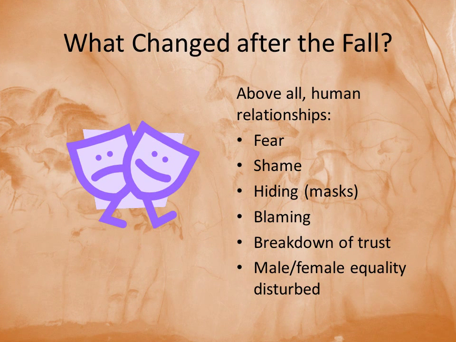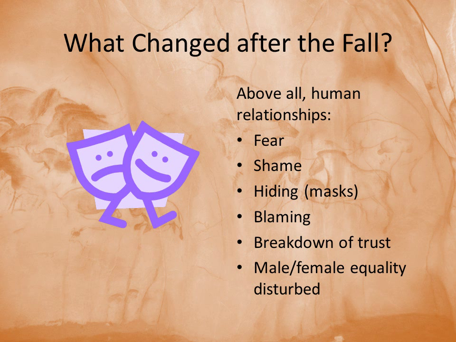The text does, of course, refer to certain important changes. Agriculture was going to be a lot harder than in the blessed environment of Eden. Childbirth would be more difficult, and the most far-reaching changes that are described in the text are not in nature but in human relationships. The immediate results of the fall include fear, shame, hiding. We all wear masks and are not eager to show our real feelings or thoughts.